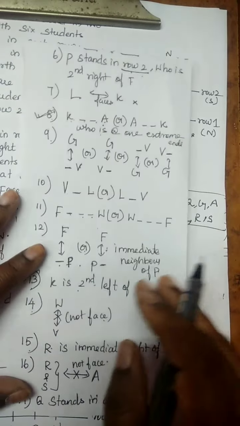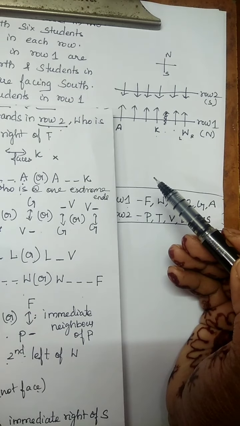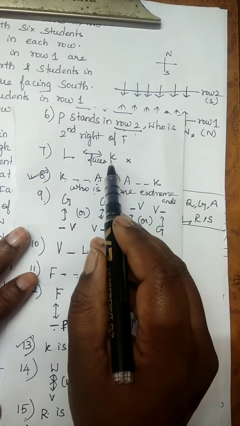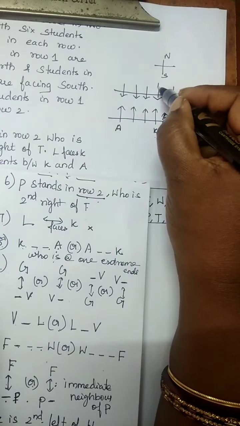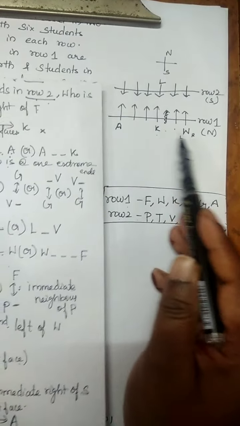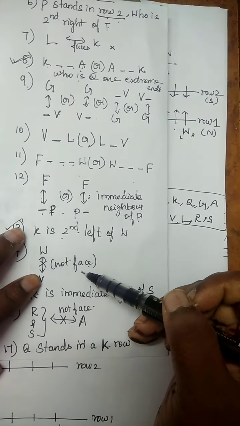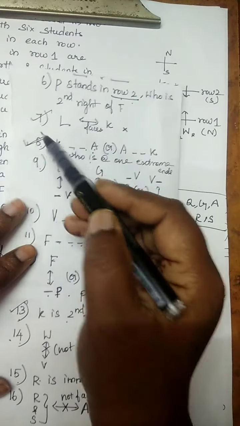Okay. Now, the next key point. Using A, K, W, whether there is a next key point present. Yes. L faces K. So, K's opposite must be L. L faces K. Okay. Now, A, K, W. W does not face V. See here the key point. This key point is also finished.